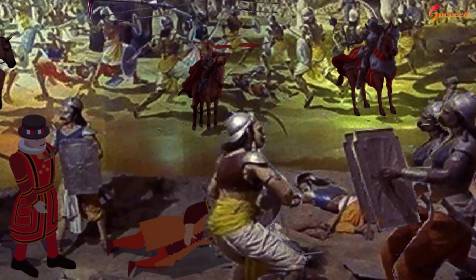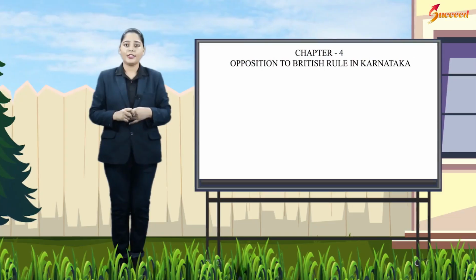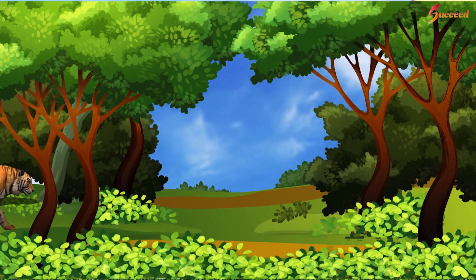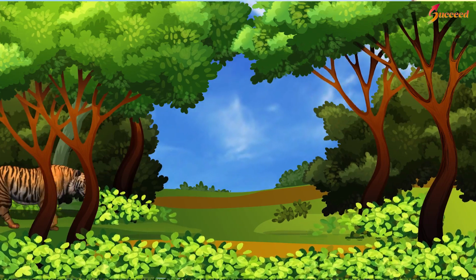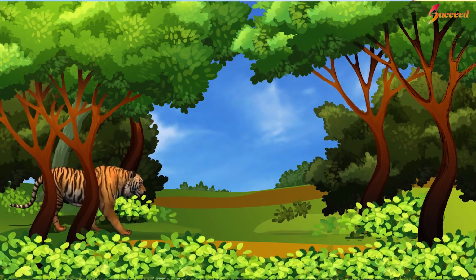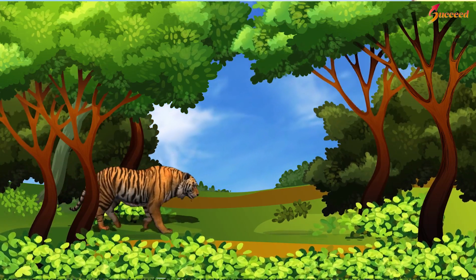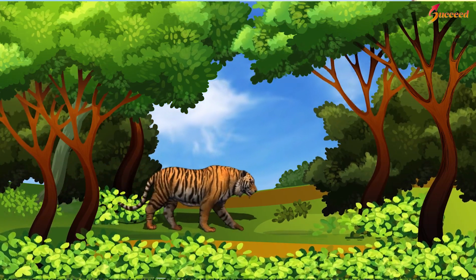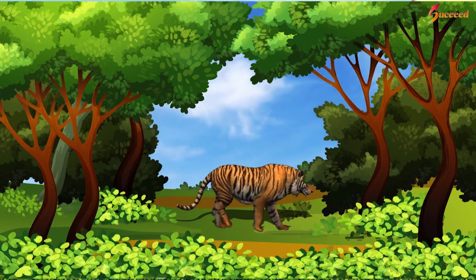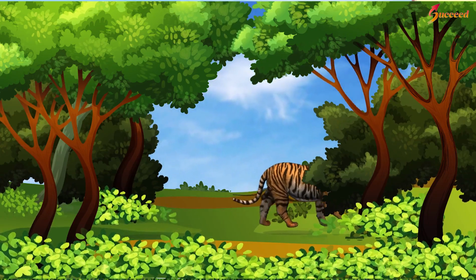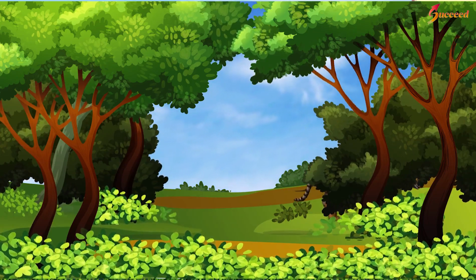After the death of Tipu Sultan, many rebellions protested against Britishers. Let us study about those rebellions. First, Dondia Wagh. He was born in a Maratha family of Chinagari. He was known as the Tiger because of his bravery. He won many wars but also got defeated in a few of them.